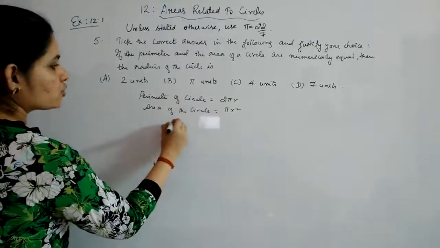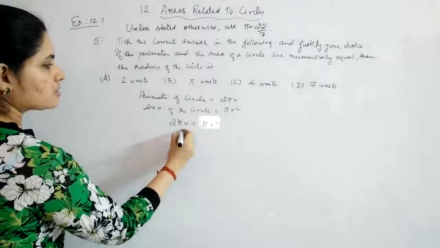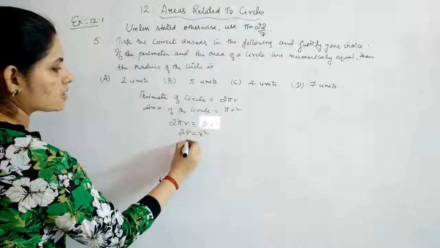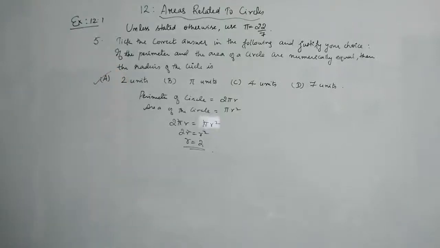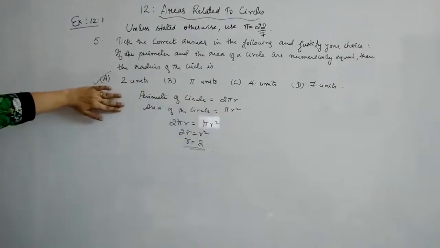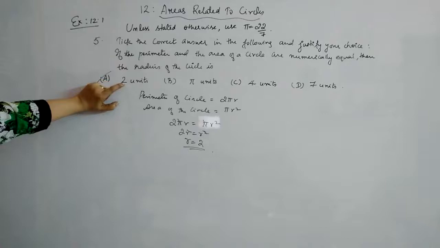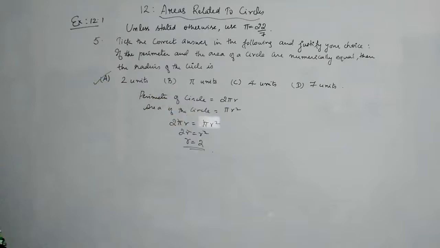So 2 pi r should be equal to pi r square. Pi gets cancelled, 2r is equal to r square, r gets cancelled, and you get r is equal to 2. So option A is correct, that is the radius of the circle should be 2 units in order to get the perimeter and the area as the same value. You can check by reverse substitution: 2 pi into 2 gives 4 pi, and pi r square with r as 2 gives pi into 2 square, which is again 4 pi. So both give the same answer, 4 pi.